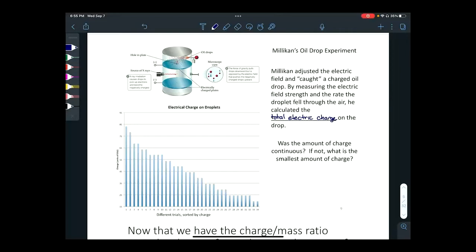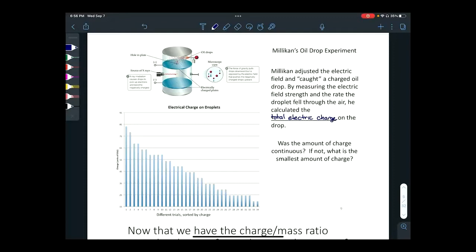He would use the density of oil to figure out how much it weighs, and take into account gravity, which is a force going down. He knew the electric field he had to apply to bring it up. All those things together let him calculate the total charge on each of the oil droplets that he caught. Each one of these bars that you see is one trial. This is 34 different trials he did, but he probably did hundreds. So that's what you're looking at right now: the charge on each and every single oil droplet, each single one that he picked up.